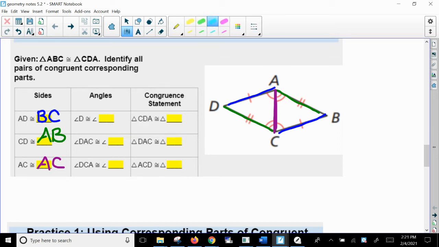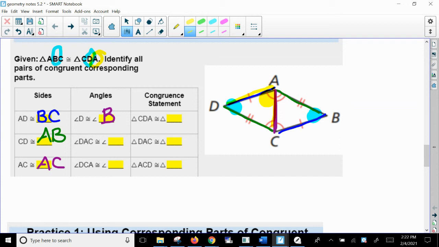Angle D. I'm going to look at the congruent statement. Angle D has to match B. So angle D matches angle B. But be careful. Angle DAC. What? DAC? Yeah. From D to A to C. So it's this angle in that corner whose vertex is A. From D to A to C.